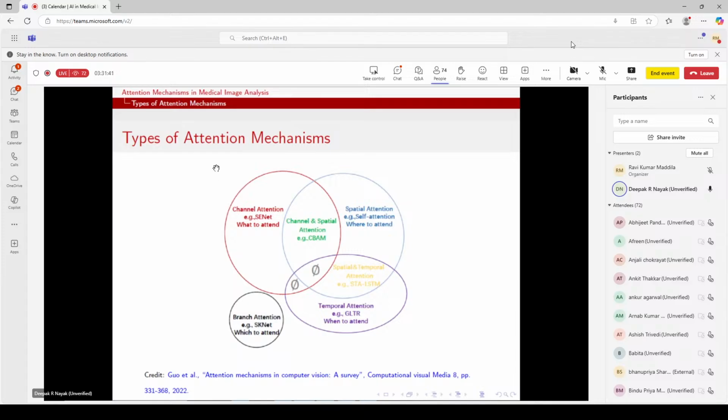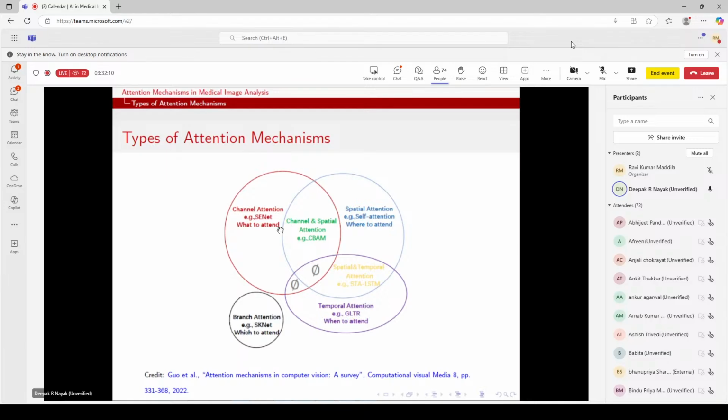There are also other types of attention mechanisms, like temporal attention if you are working with video data. And then there are other types like self attention, which in general comes under the spatial attention category. But if you want, you can also design a channel-wise self attention. I'll discuss why it is called channel attention and what the meaning of spatial attention is. In channel attention, the takeaway is what to attend, and here it is where to attend.